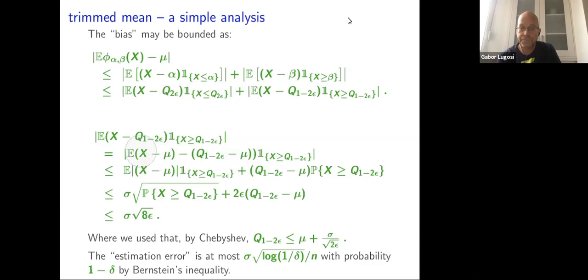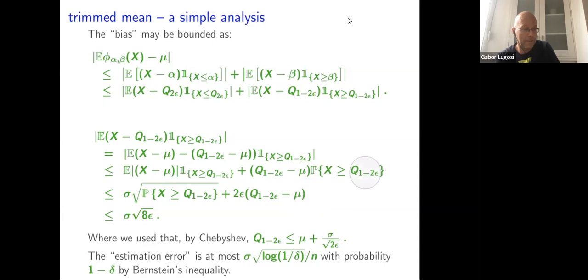And we have these two terms. The first term, we can use Cauchy-Schwarz. And the second term here is just a constant, times the expected value of this indicator, which is just the probability that x is bigger than q1 minus epsilon, which is just, well, q is the quantile, right? So this is just 2 epsilon. So here the second term equals 2 epsilon times the distance between the quantile and mu, right?